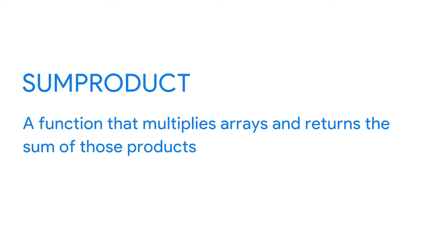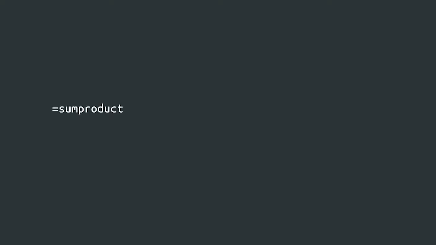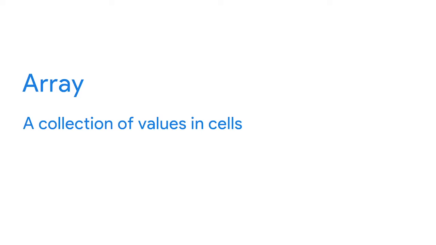SumProduct is a function that multiplies arrays and returns the sum of those products. And here's what the SumProduct formula looks like. Equal sign, the SumProduct, followed by an open parenthesis and arrays being multiplied and then added together. Each array is separated by a comma. An array is kind of like a range in a spreadsheet, but keep in mind, an array is a collection of values in cells, not the cells themselves.